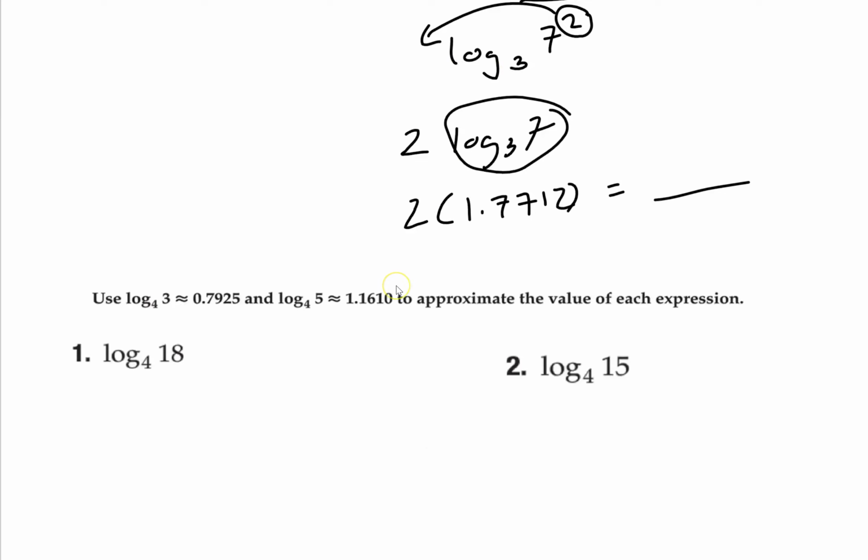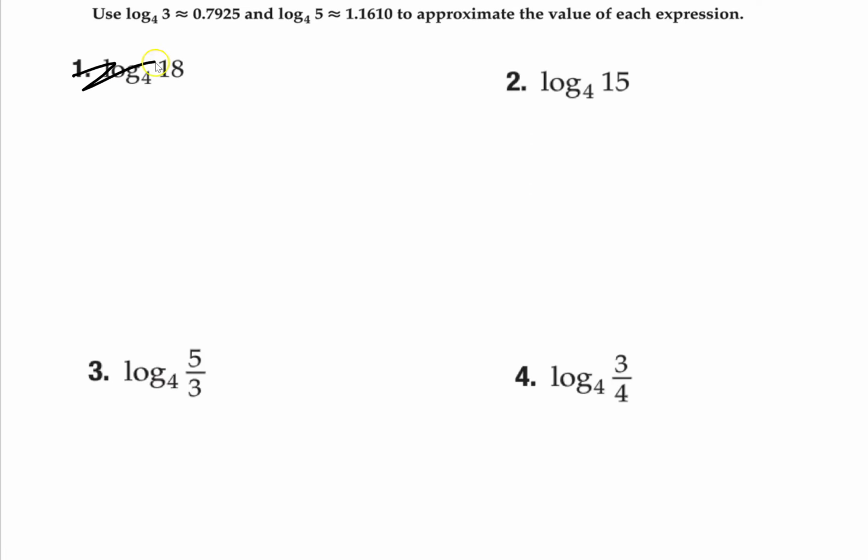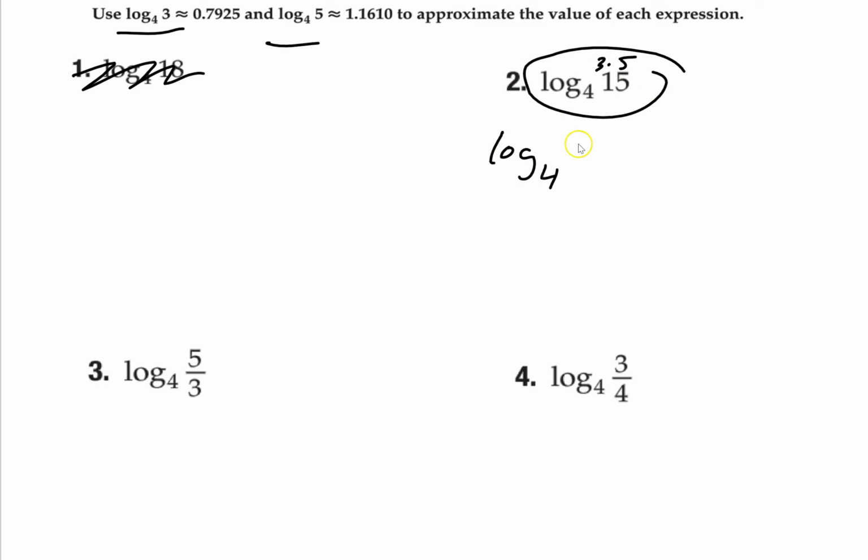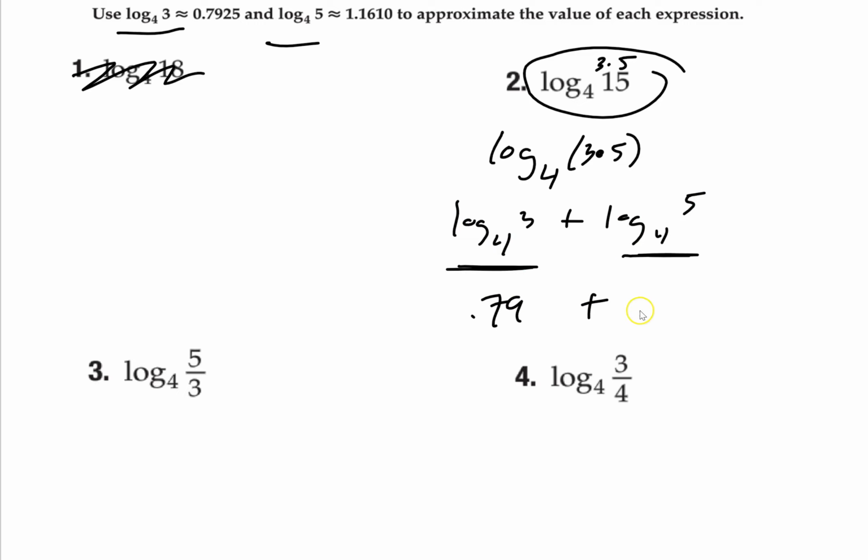That's the idea. So let's try a couple. Same concept. Let's look at this one. So they want you to use log base 4 of 3 and log base 4 of 5. So the first one, I know what that is. 15 is 3 times 5. So you just break it up. Let me write this: log base 4 of 3 times 5. Remember, multiplication is addition. So you go log base 4 of 3 plus log base 4 of 5. You know what this is? They give it to you, 0.79. You know what this is? They give it to you, 1.16. And then you add them up.